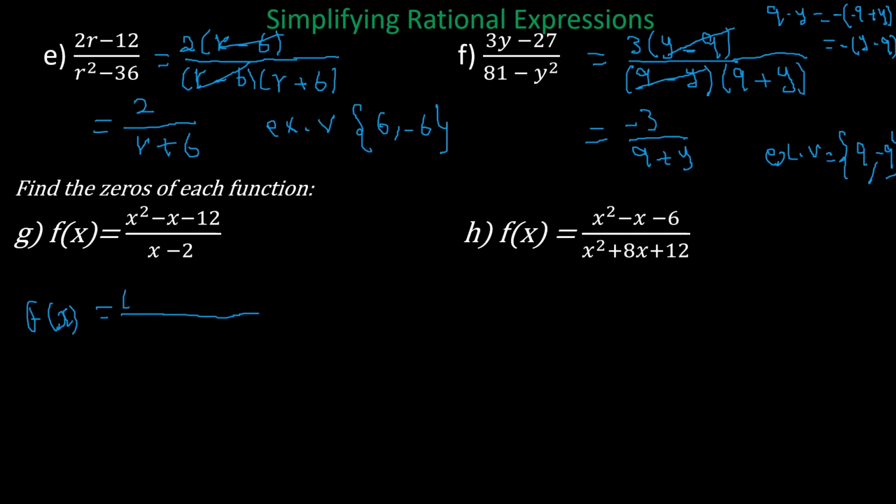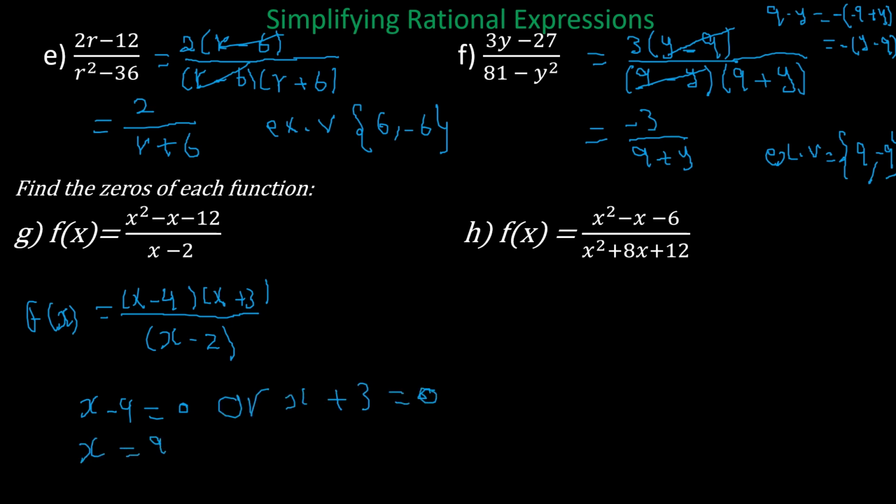Now to factorize, there is no common factor, so x, and then we have two numbers. The product is negative 12 and their sum is negative 4. Of course, it will be x minus 4 and x plus 3. And down it's the same, x minus 2. We are not asked for the simplest form. We are asked to find the zeros. To find the zeros, we'll take x minus 4 equals 0 or x plus 3 equals 0. Then x will be 4 and here x will be negative 3. So zeros are 4 and negative 3.